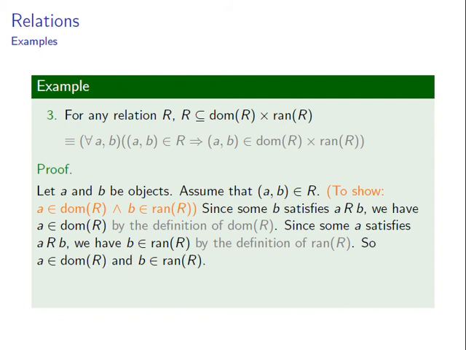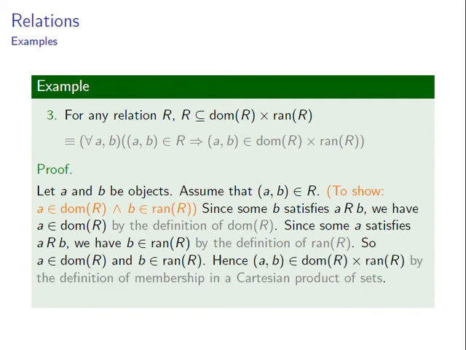So A is an element of the domain of R, and B is an element of the range of R. By the definition of Cartesian product, it follows that (A, B) is an element of domain of R cross range of R. Therefore, R is indeed a subset of domain of R cross range of R.